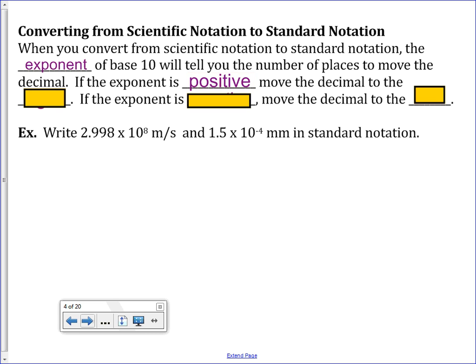If the exponent is positive, you have to move the decimal to the right. If the exponent is negative, move the decimal to the left. So let's take a look at the following examples. We're asked to write 2.998 times 10 to the 8 meters per second in standard notation.